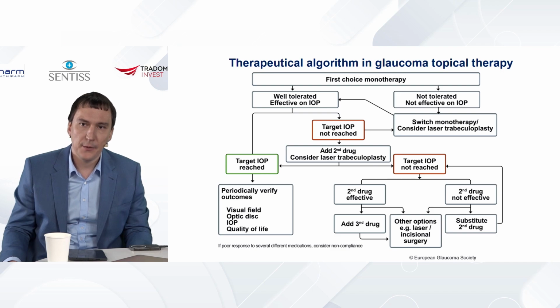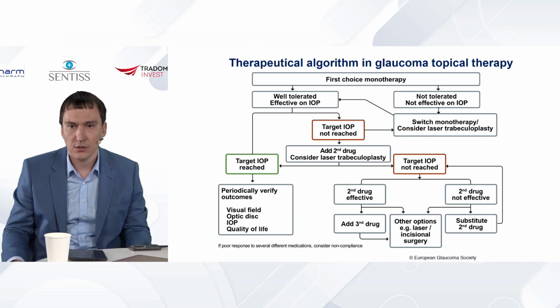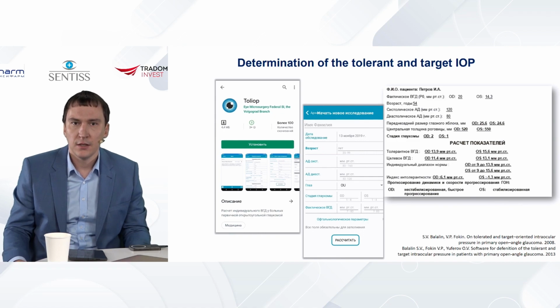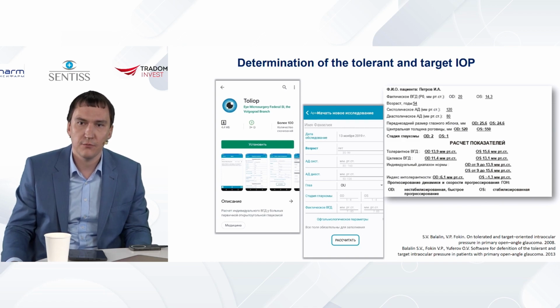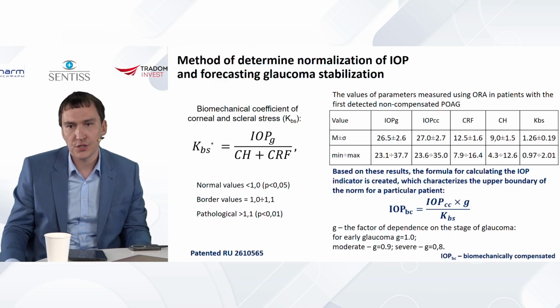We have more complicated models to identify the target level of IOP, and historically, the School of Academician Vodovozov is leading in this area in Volgograd, and quite a long time ago they offered an app. Using the smartphone, you can be guided with the level of the target IOP.